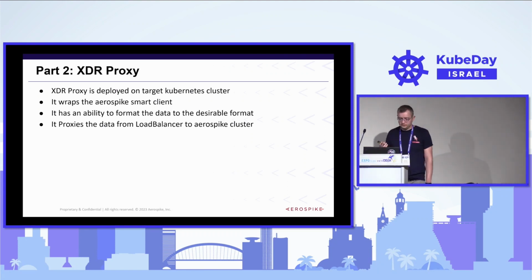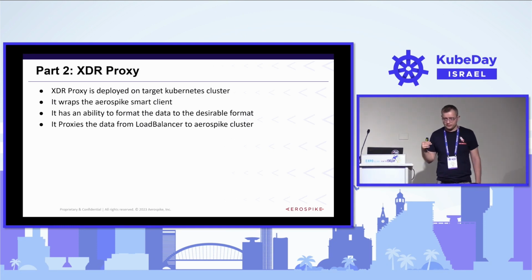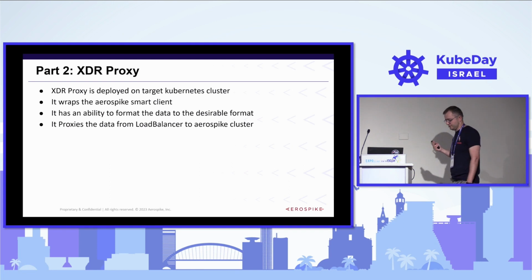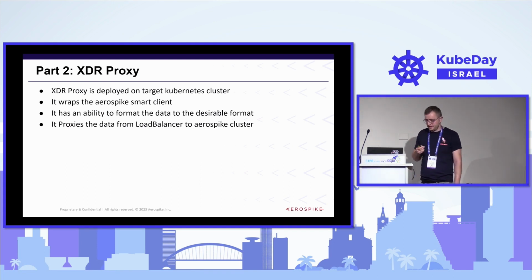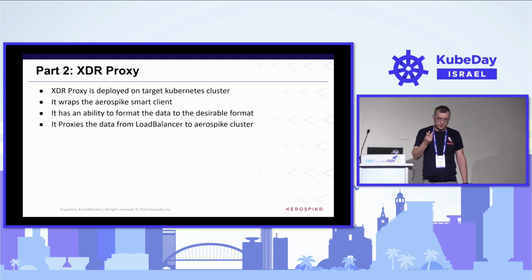This XDR proxy also maintains a sticky connection with our target Aerospike cluster, but on the other side, it listens for stateless HTTP or gRPC requests that come from the load balancer, for example.